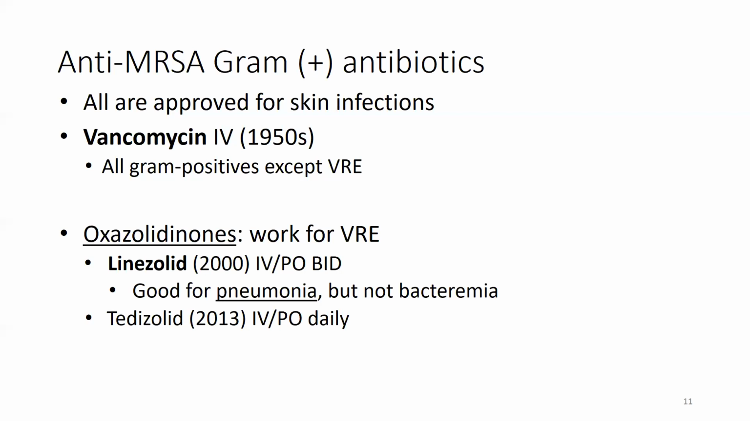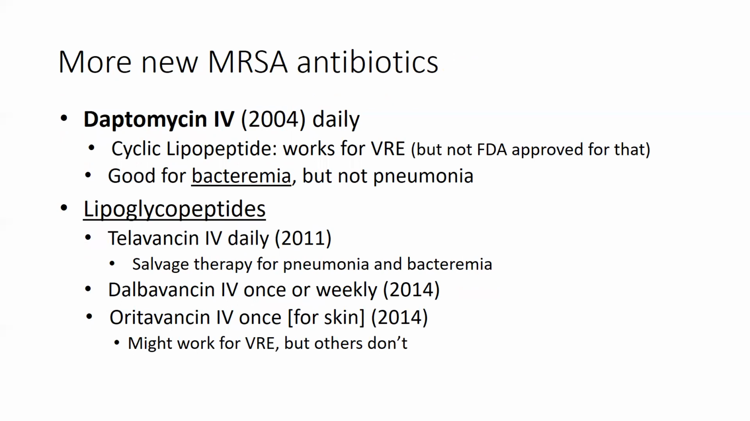Tedizolid is the son of linezolid, designed to be once daily, more potent at a lower dose, tried to get around some of the side effects that linezolid had, like thrombocytopenia and interaction with the serotonin antagonists. It isn't used a whole lot, and we don't have much human data, so we're still cautiously watching that drug to see if it is as good as it's expected. It's also a brand name pricey drug where linezolid has gone generic.